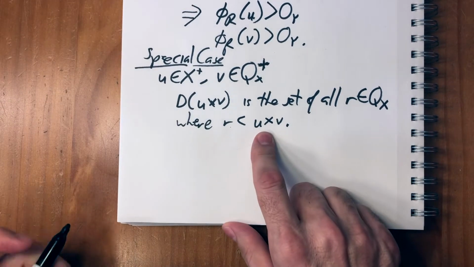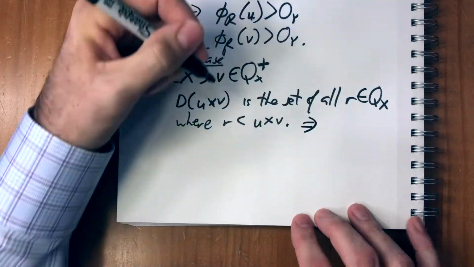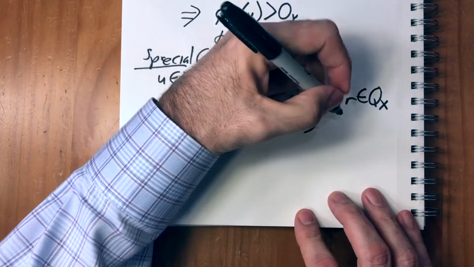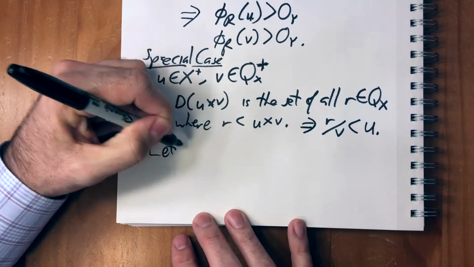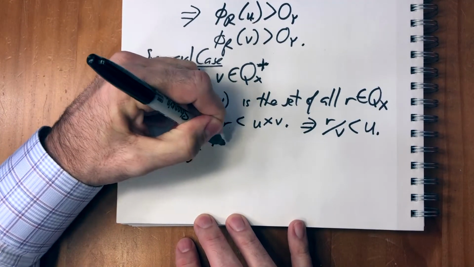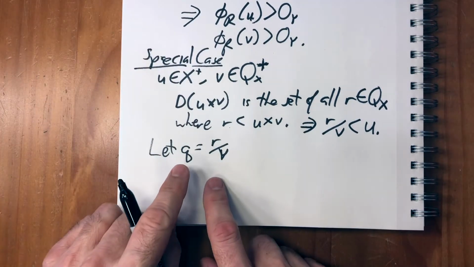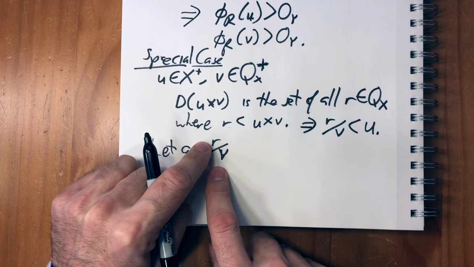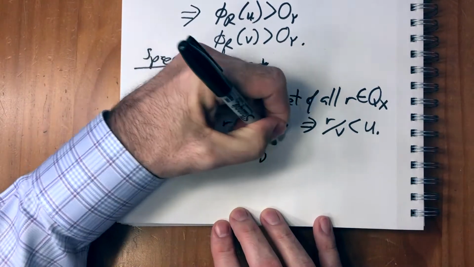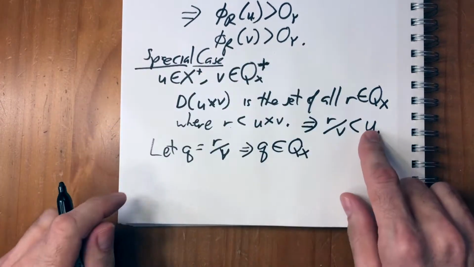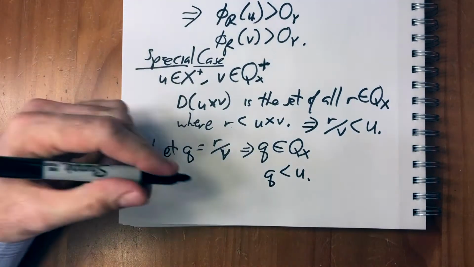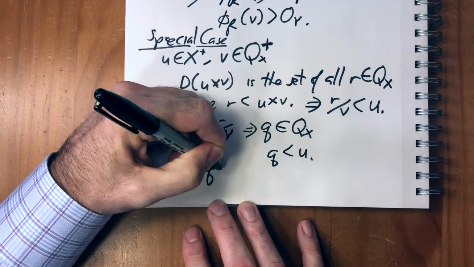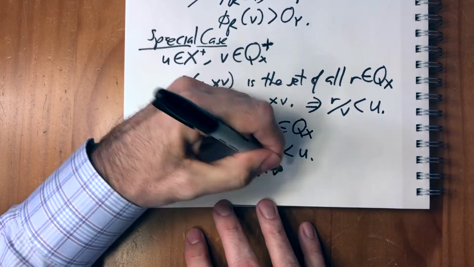So r is less than u times v, and that means you can divide both sides by v, and you have that r over v is less than u. Okay, make a new variable q equals r divided by v. Observe that r and v are both rational numbers, so q is a rational number. And because r divided by v is less than u, q is less than u. And r equals q times v, which is less than u times v. Next page.